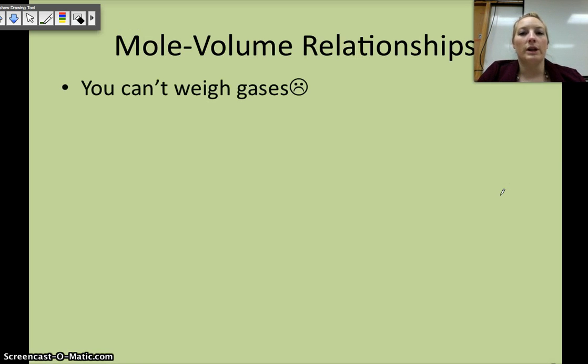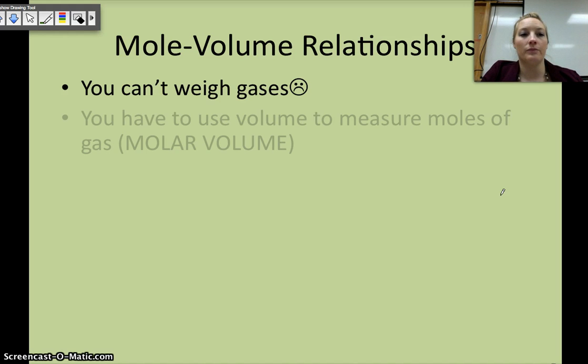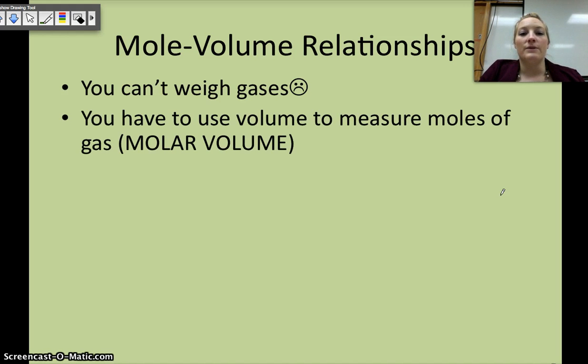So mole to volume relationships are important because we can't weigh gases. Sad face. We can't just put a gas on top of the balance because they're lighter than air. They start to float away. They're not going to be weighed unless we put them in something. And we can't always capture the gases that we make. So that means that we have to use volume to measure moles of a gas. We usually measure gases in cubic centimeters or cubic meters. When you put air into your tires, you don't measure it in grams.